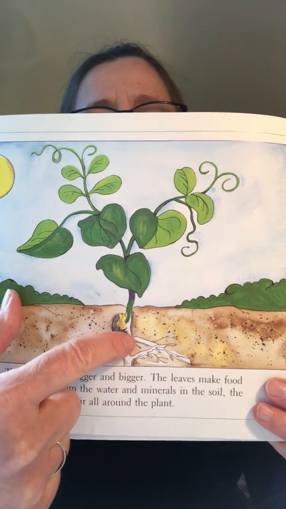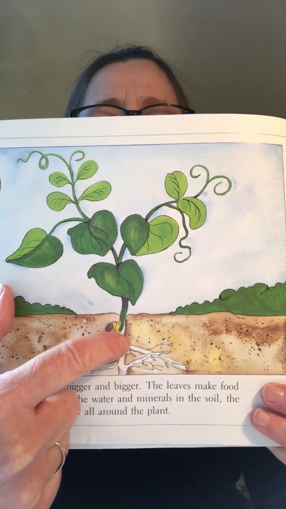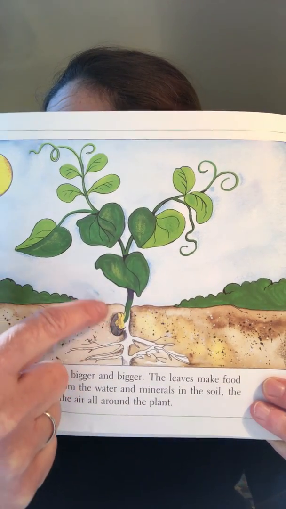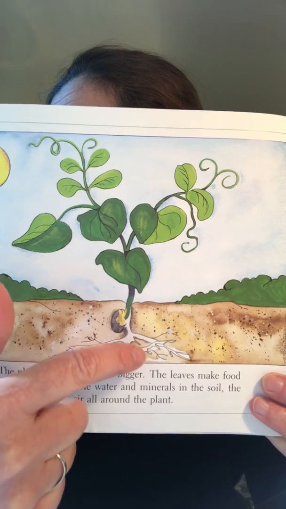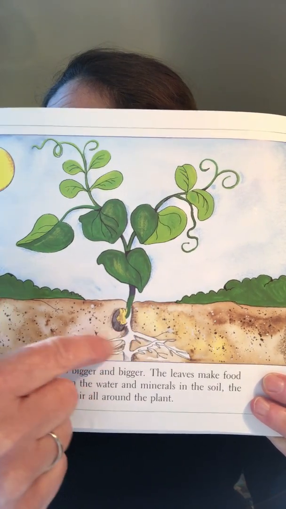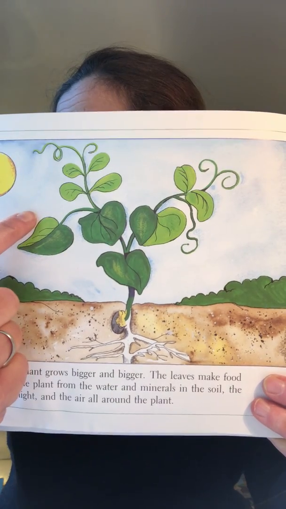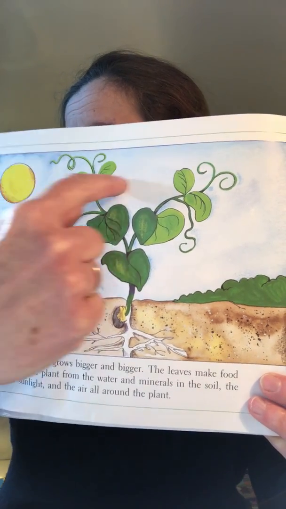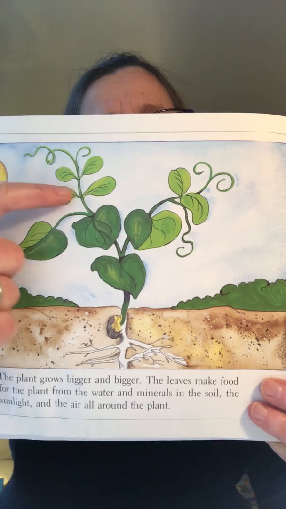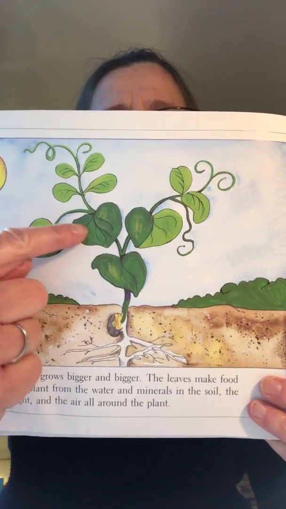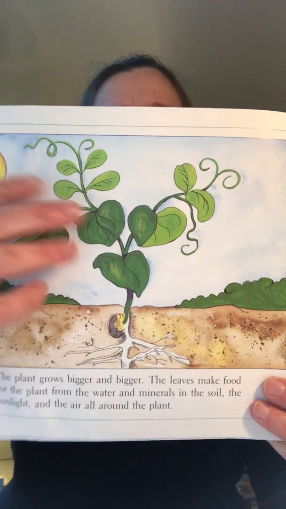So there's the plant getting older, getting more mature, and it's using different things to grow. And what it's using is minerals and water that it sucks up through its roots. It's using sunshine, and it's using carbon dioxide from the air. All those things these green plants need to make their own food and keep themselves healthy.